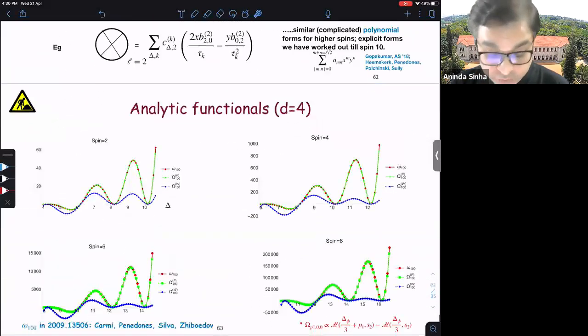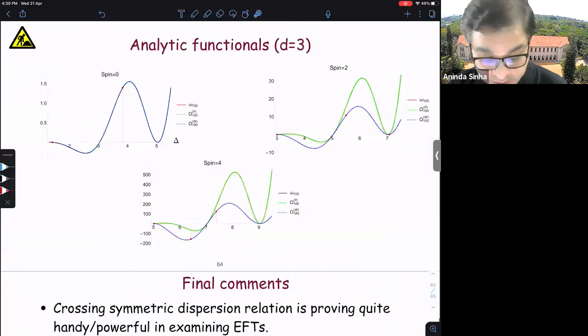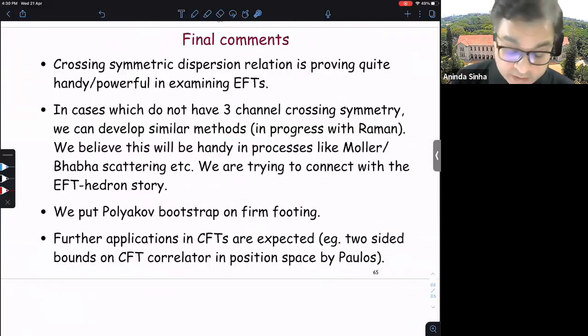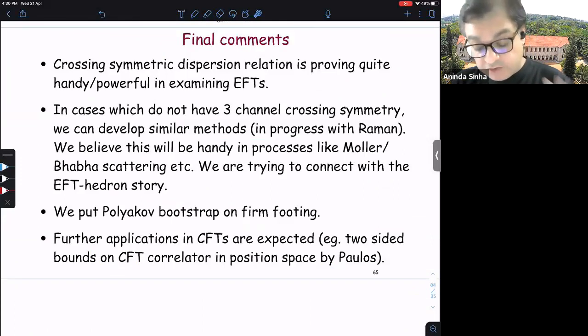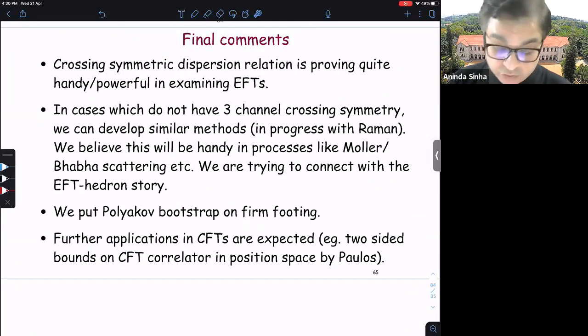You can play a lot of games with analytic functionals as well, which I don't have time to explain. But these are my final comments: I think crossing symmetric dispersion relations, at least in my mind, are proving very handy and powerful. At least to derive these two-sided bounds, you have to impose crossing symmetry. There is no other way.